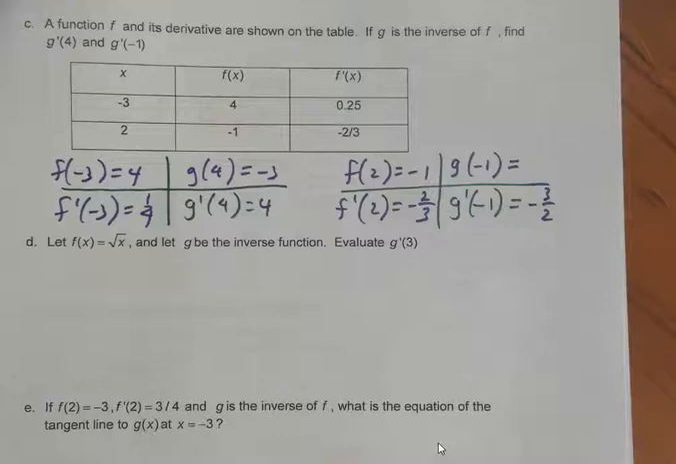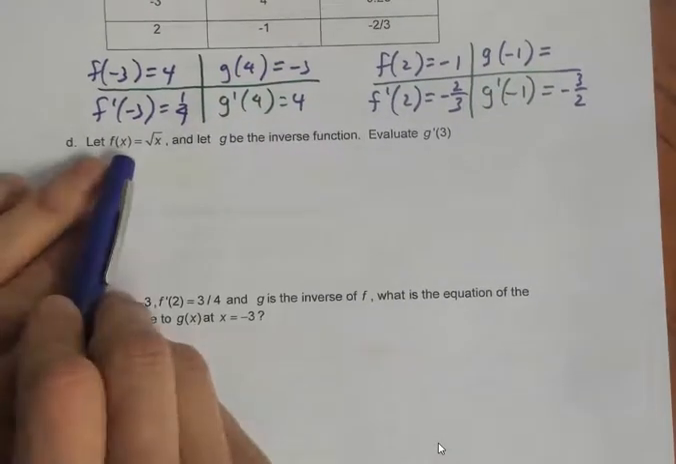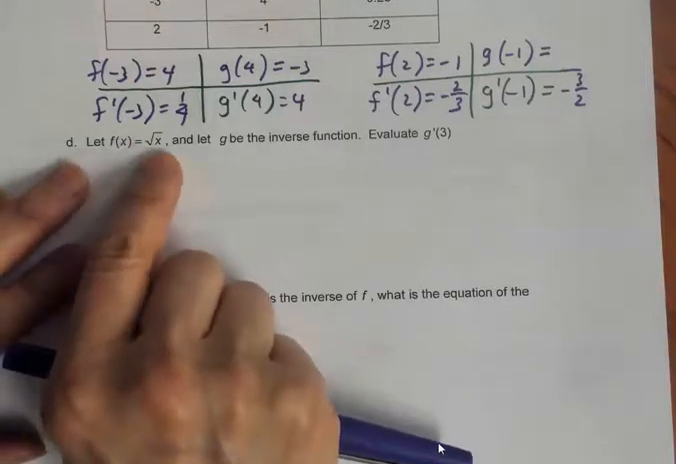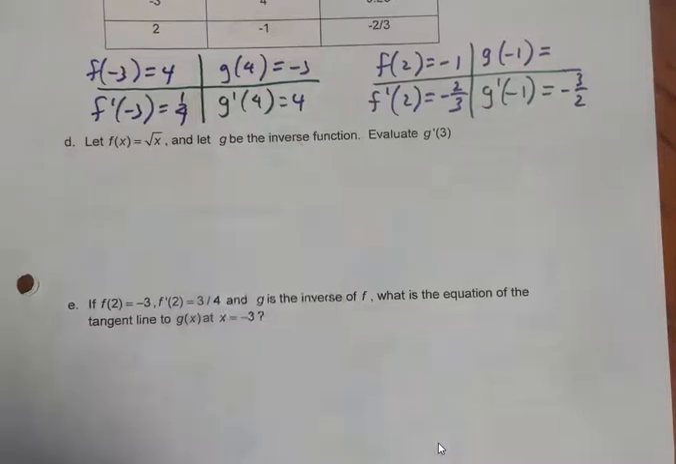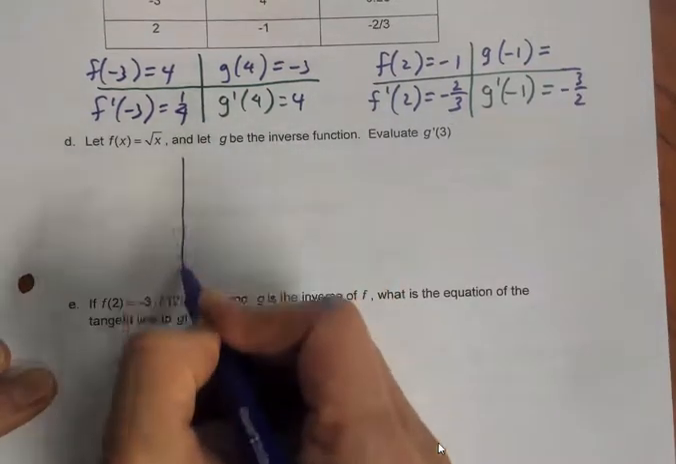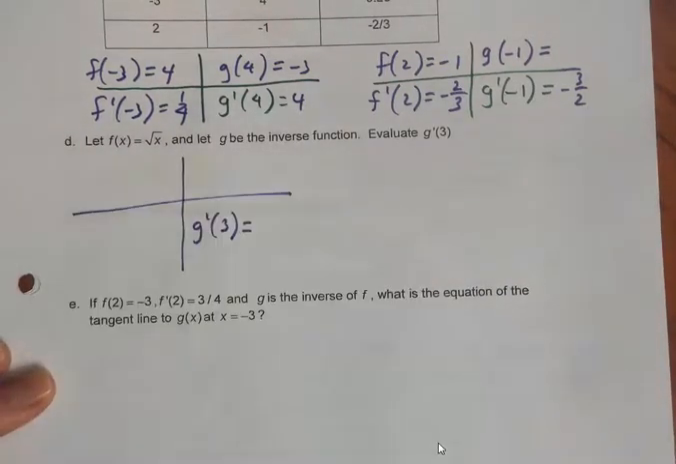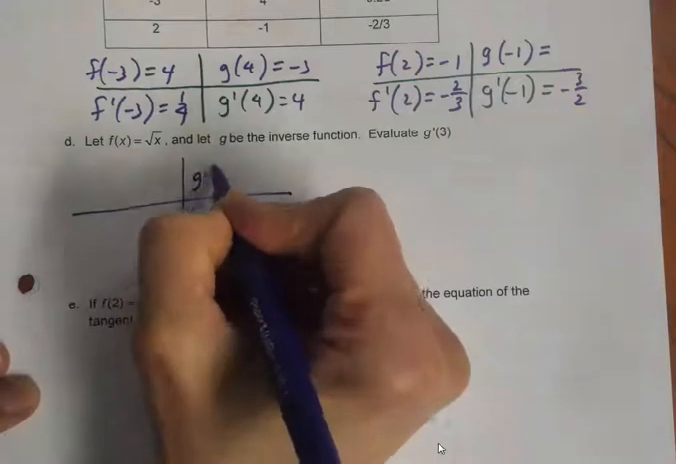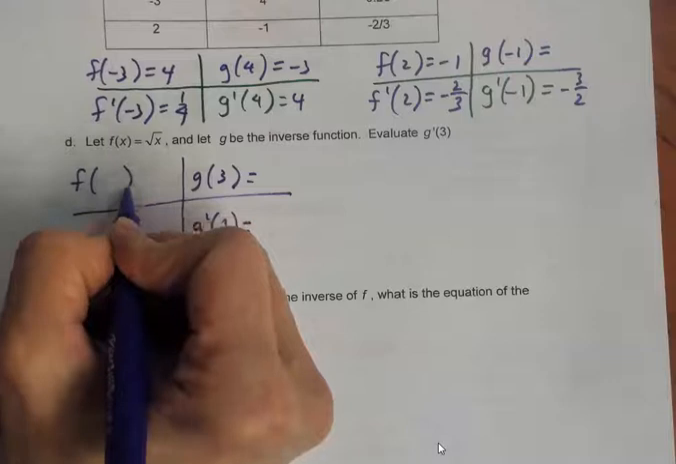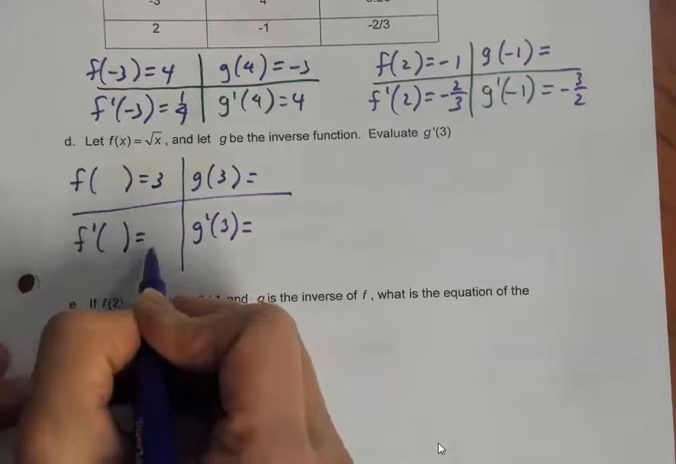Okay, very good. In the next problem, it's slightly different because a function is given to you. It says f of x is equal to the square root of x, and let g be the inverse function, and you want to evaluate g prime of 3. With just g prime of 3 given, I'll set up my template initially, and I want to find g prime of 3 at the very end. Now I fill it in, so this will be a g of 3. And then this one's going to be f of something is equal to 3. And this is f prime of something is equal to something.